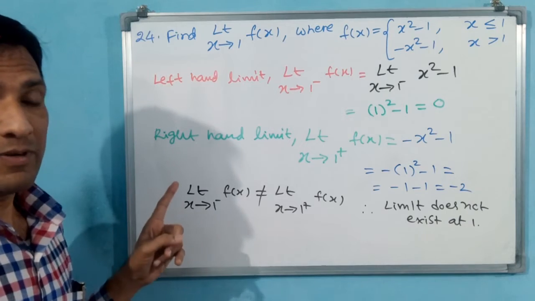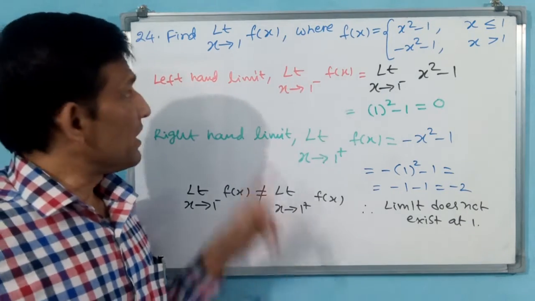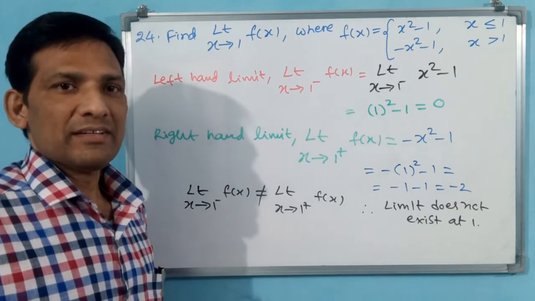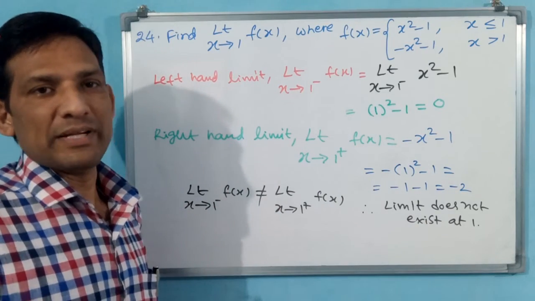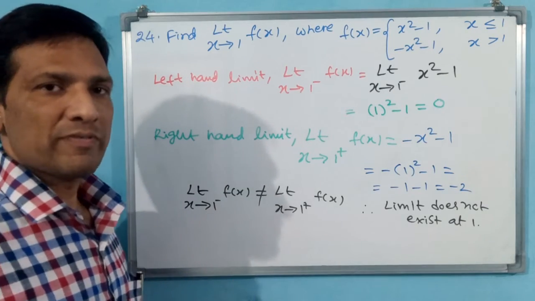Now you understand carefully. In the last question, all were okay, but in this question, both are not okay. That is the specialty of these limits. Okay. Let us move on to the 25th question. That will be the last question for this class.